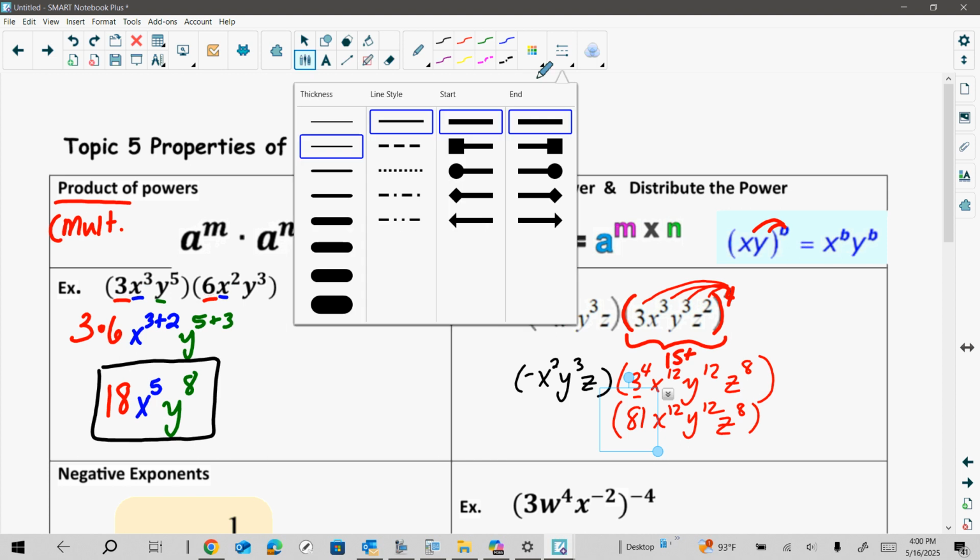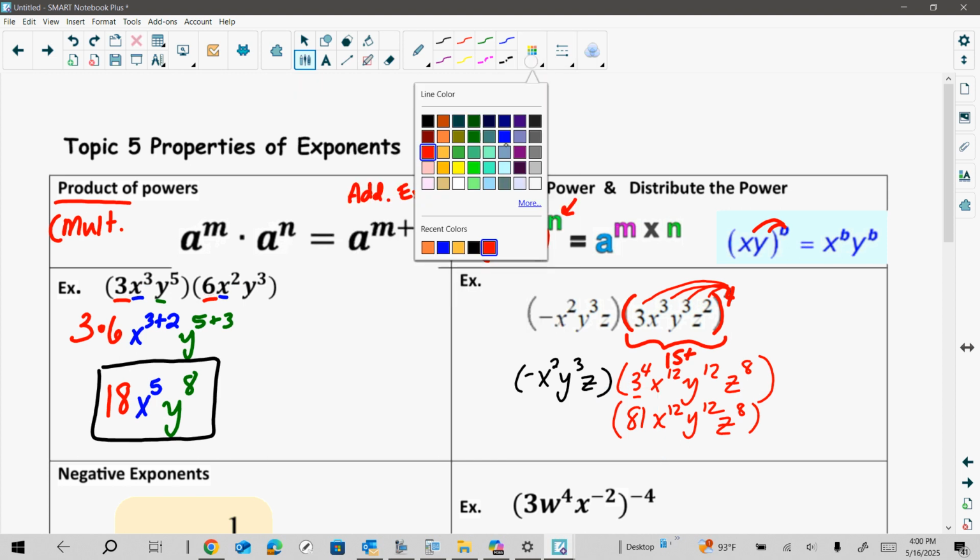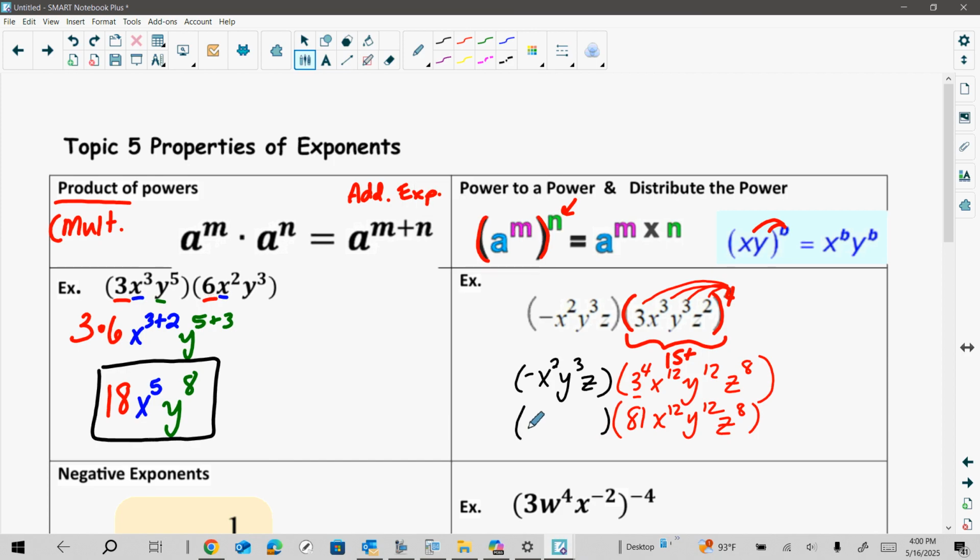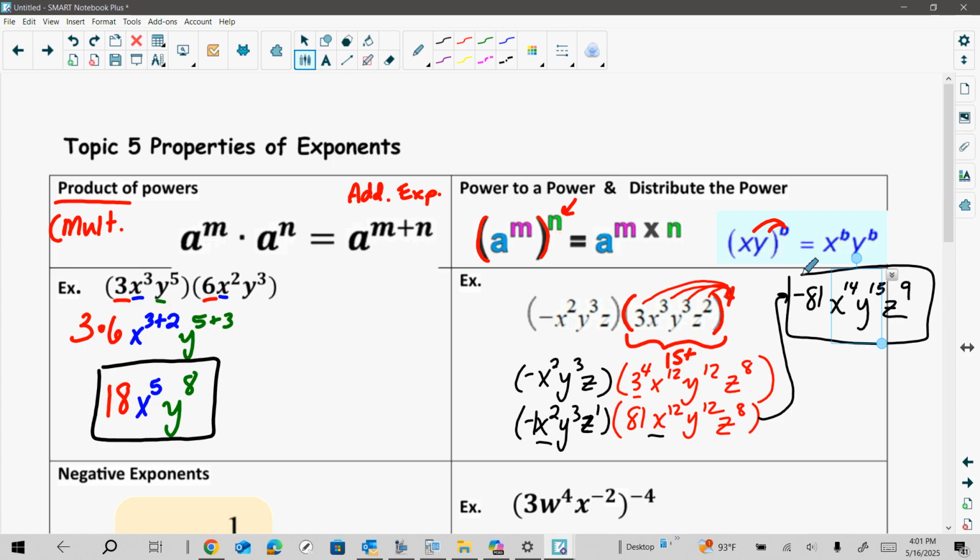I'm now taking that and I'm multiplying it to the x squared y to the 3rd z. Okay, so there's like an invisible 1 here. So this negative 1 to that 81, that's going to make it a negative 81. But now because I'm multiplying, I'm adding the exponents. So this is x to the 14th power. Now I'm adding the exponents, y to the 15th power. And then z is like an exponent of 1. So z to the 9th power. And that is my final answer.